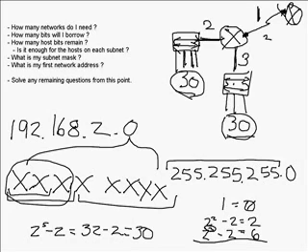All right. What would the new subnet mask be if we're borrowing the first 3 bits? What would the new network mask be? Well, let me clear up some space here for us.